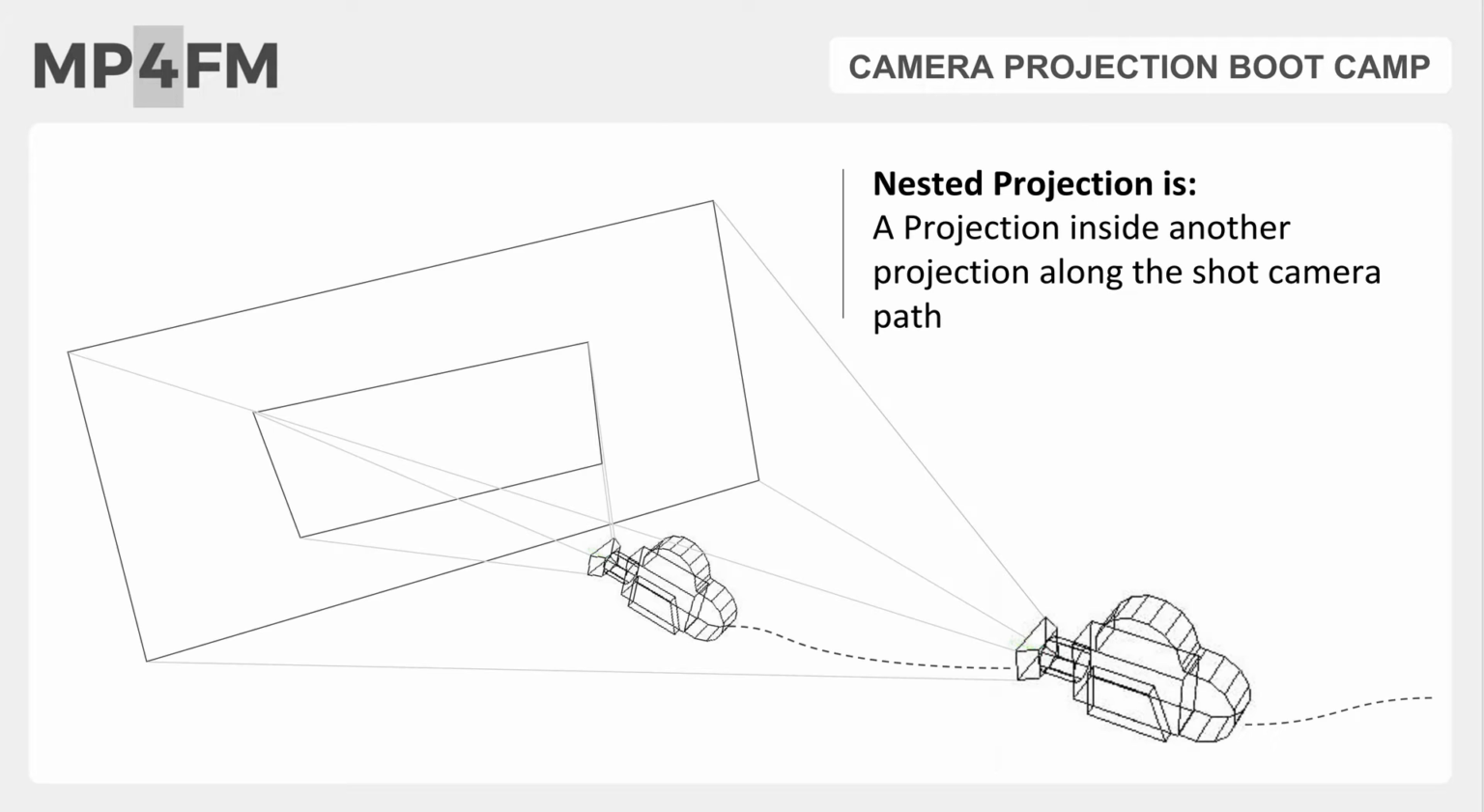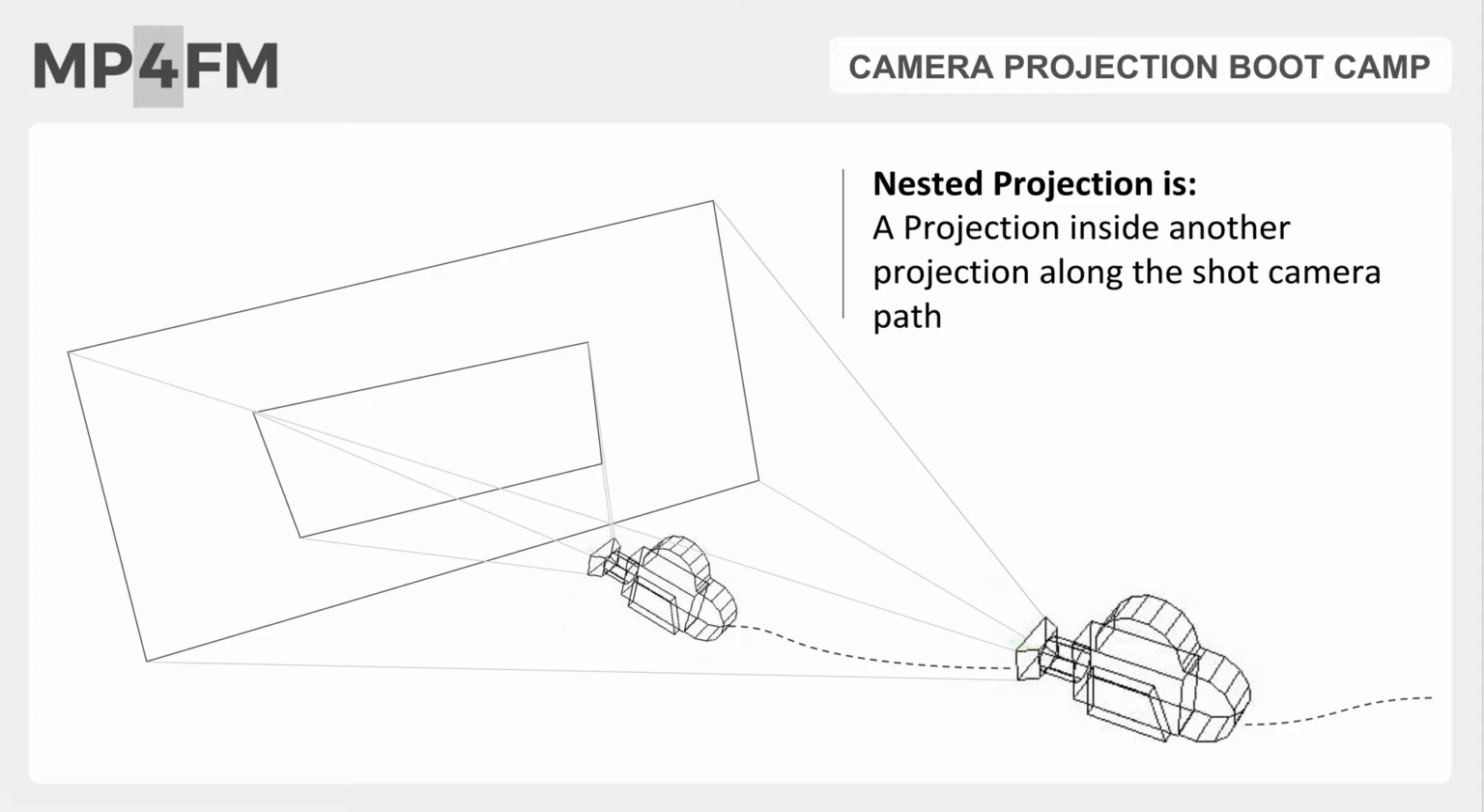The first one on our list is the nested projection. So a nested projection is a projection inside of another projection along the shot camera path. So anytime that a camera is pushing in or pulling out in an extreme way to either show more detail in the matte painting or more of the matte painting, then you'll need to use a nested projection.